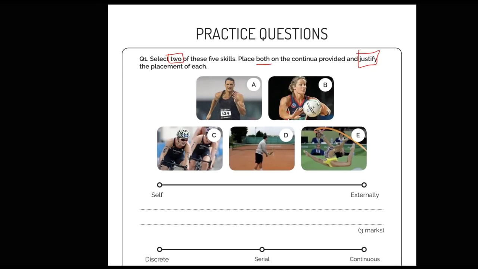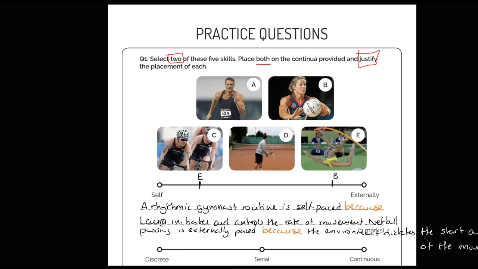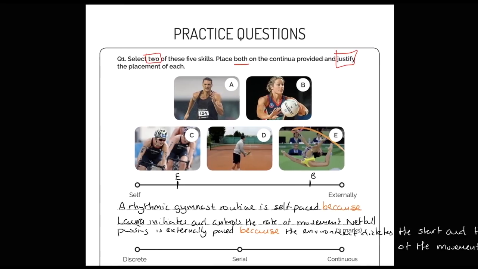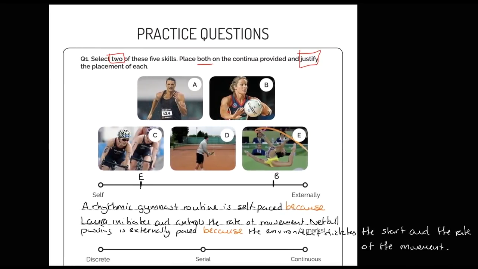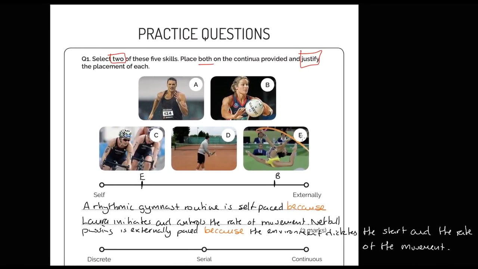So let's do the first things first. Let's do this first. I put the answers in advance. And by the way, I ran out of space as well, as you can see here. Okay, so I have put E, which is Laura's gym routine, as a self-paced skill down here. It's a self-paced skill. She initiates the start and end. Whereas we've got B, which is our netball passing. We've got that as an externally paced skill.